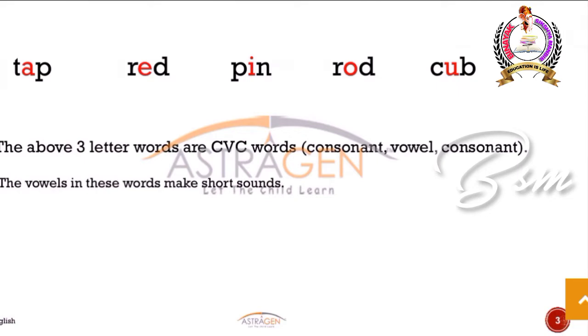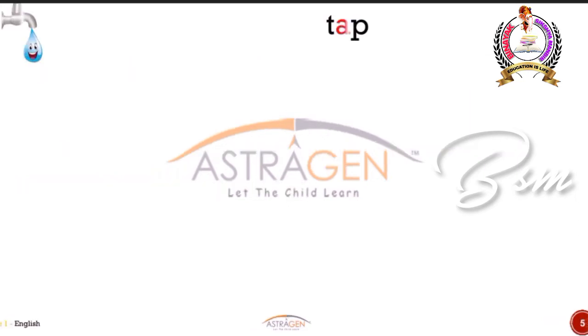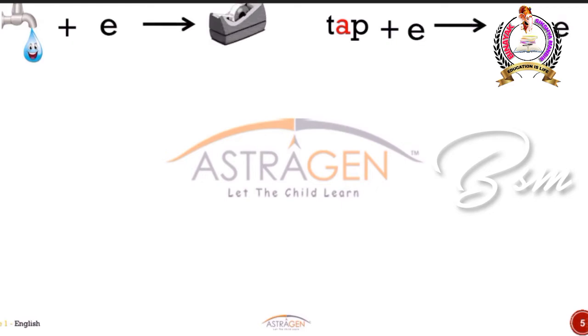Now let's see how these short sounds and long sounds work together or are different. Here we go. What is that? It's a tap and a drop of water is dripping through it. So when you add the letter E to the word tap, we get the word tape.